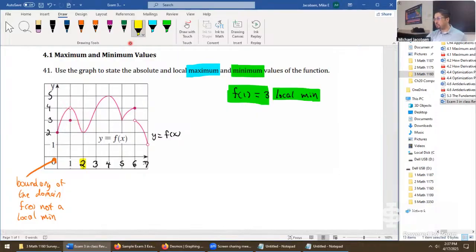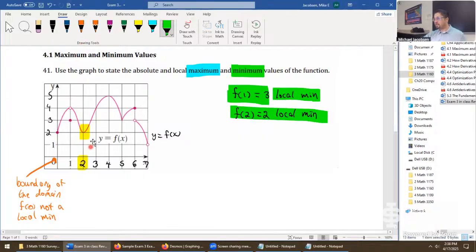Now we're at 2, and this is a little bit more standard, right? What would you all say for the value at 2? Is that a max or a min? Yeah, if it's coming down and then bottoming out and coming back up, we're looking at a local min again. So let's say here, f at 2 equals 2 is a local minimum value for that one as well. So 2 local mins.